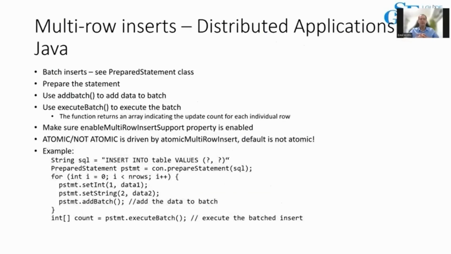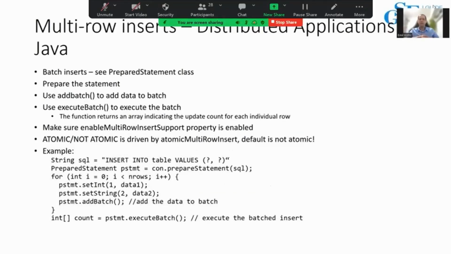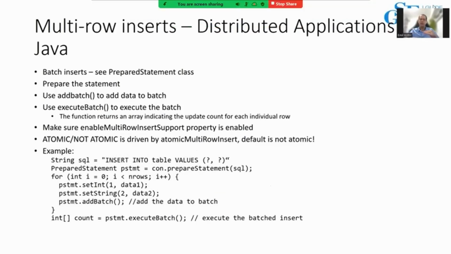For Java, I have some example. If you have a Java application, for example, that calls from your workstation to DB2 and inserts multiple rows, you can use the PreparedStatement class, and you are adding the rows into a batch, and then you execute this batch. So this is how it works. There are some Java properties. You need to make sure they are enabled.